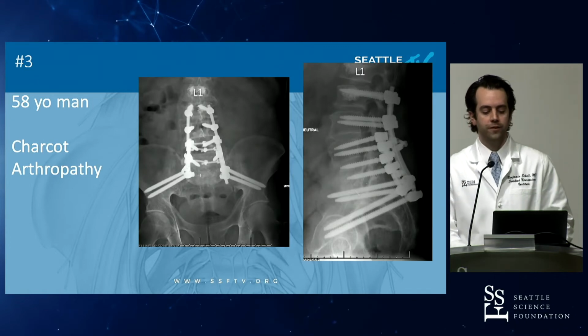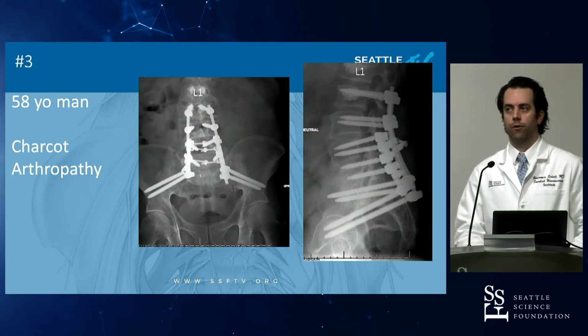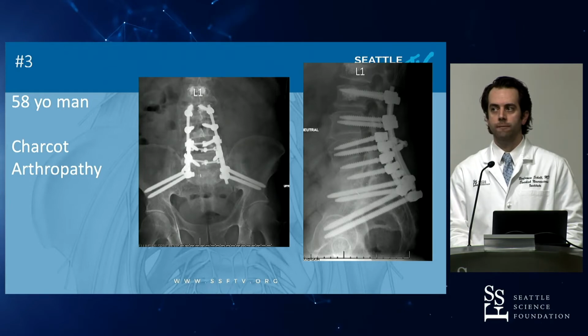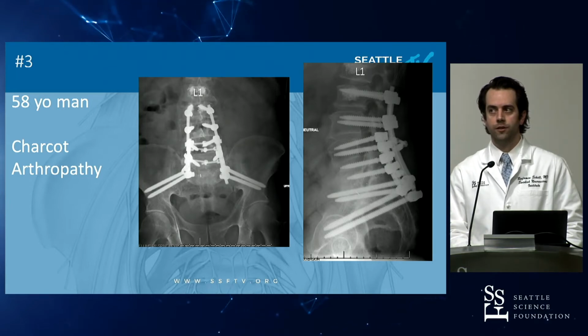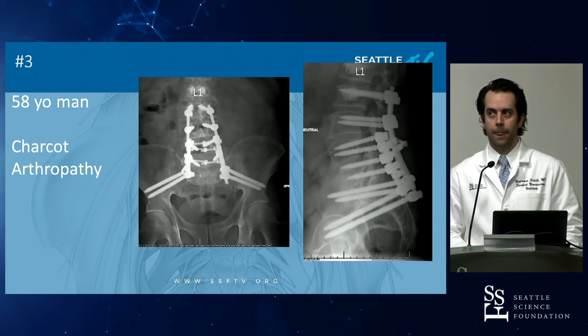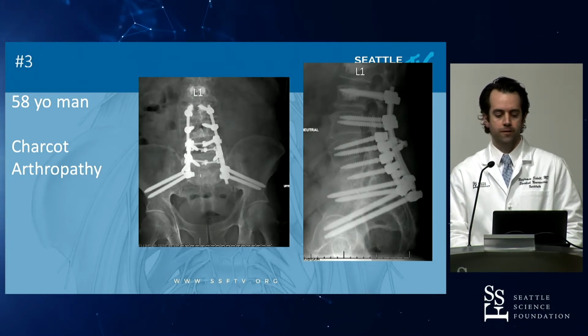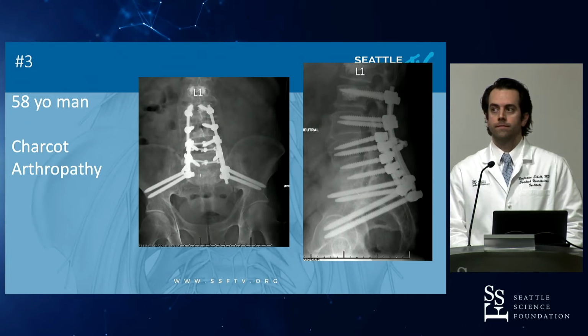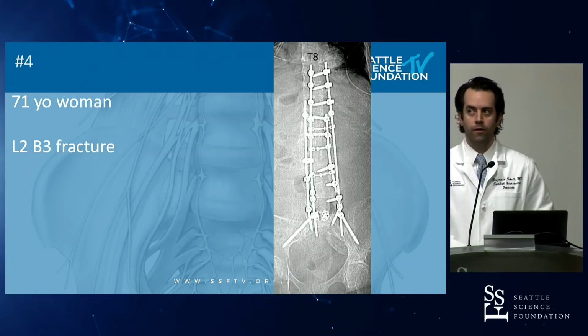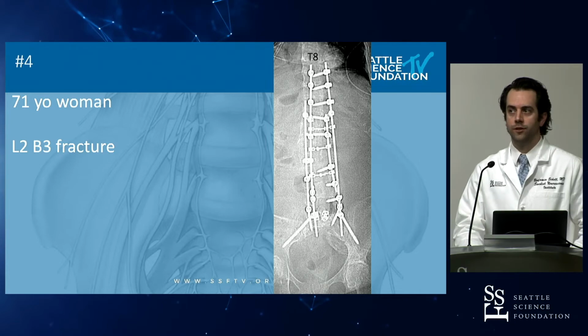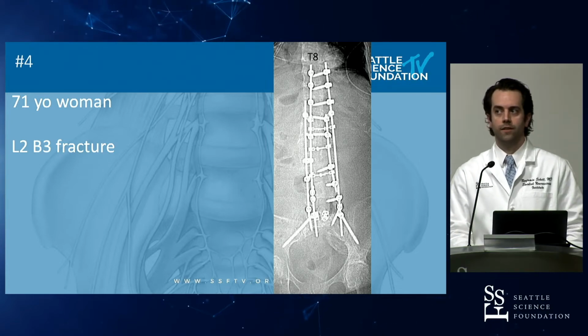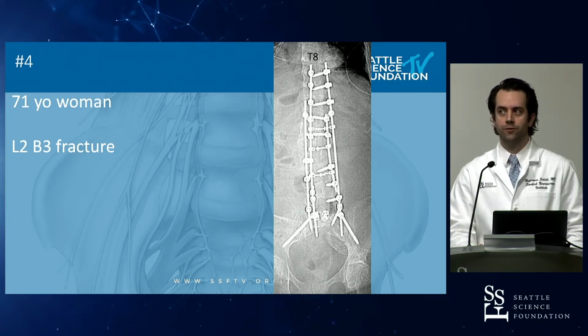Case number 3 is a 58-year-old man. He had Charcot arthropathy, and we, again, used this multi-rod construct, and you can see where the vertebral levels are marked above, there on the right. All right, case number 4, 71-year-old woman. She had trauma. So she had this AOB3 fracture at the L2 vertebrae.